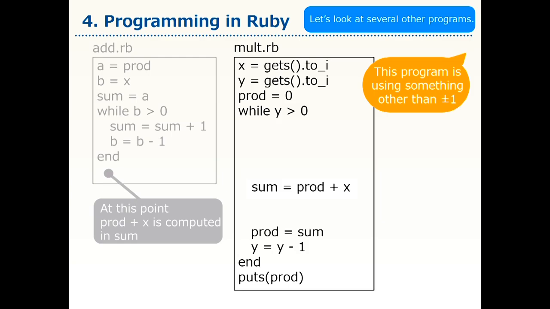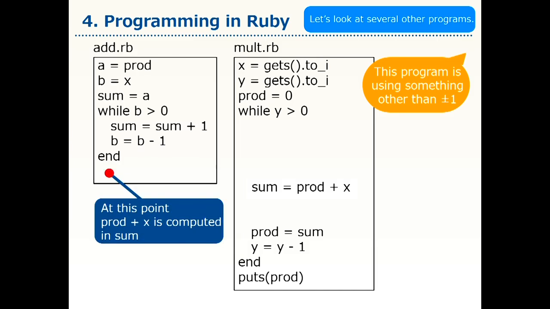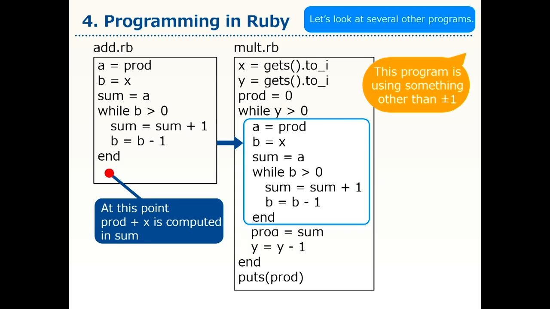Now we have modified it in the following way. First compute prod plus x and put it in sum. Then put the value of sum into the variable prod. Clearly, it does not change the result of the computation. Now look back at this left side program again. This is a program that computes prod plus x into sum. So this program can be used here to replace this statement. Okay? We can replace this statement with this program. Then clearly this program does the same computation.